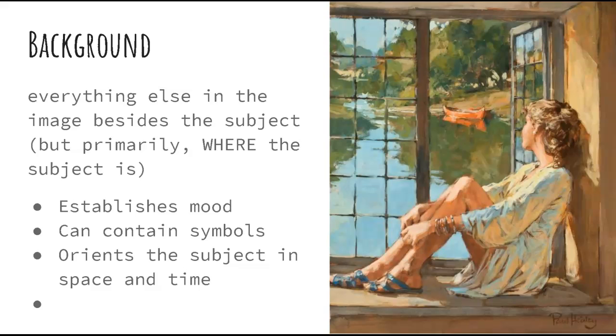Finally, we have background. Background is simply everything else in the image besides the person or people. Okay? Primarily, though, it's where the subject is. So this establishes mood. It can contain symbols, and it orients the subject in space and time. If we look at this piece right here, out at the background, we have a tranquil-looking river with a canoe. Sorry, I was going to say it's a rowboat. My bad. We've got this lush forest, and it's overall creating this sense of peace and comfort.